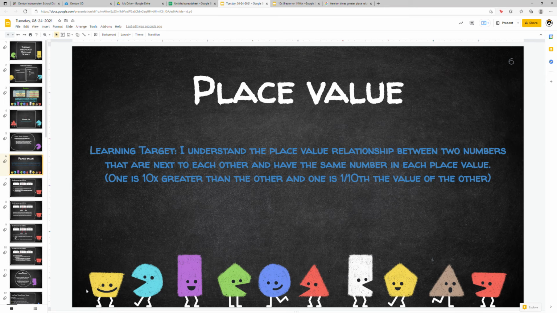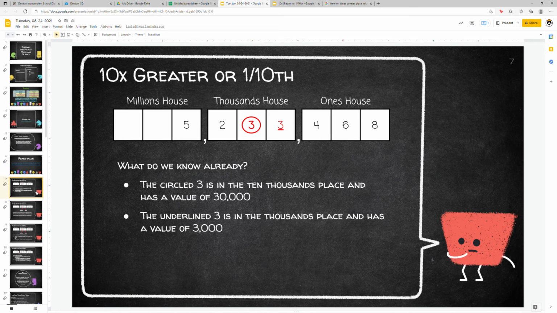It's that time again. We are talking about place value still today, at least still in our place value unit, but our learning target has changed. Our learning target for today is I understand the place value relationship between two numbers that are next to each other and have the same number in each place value. In other words, what we're going to look at today is one number being 10 times greater than the other, or inversely, one is 1/10 the value of the other. So let's look at what that means.